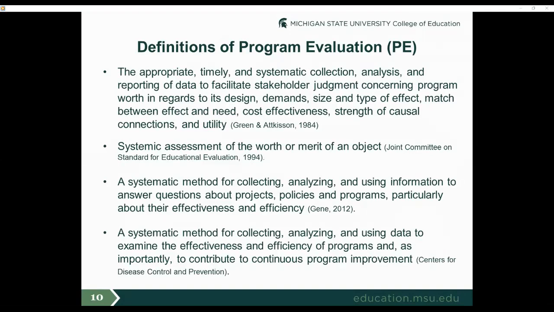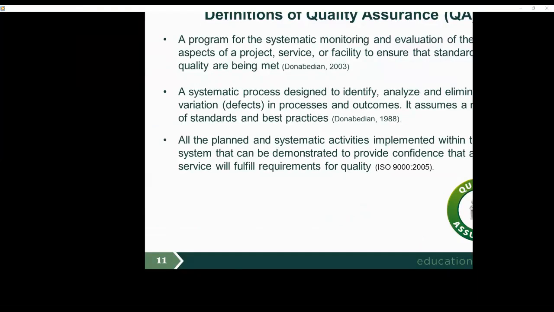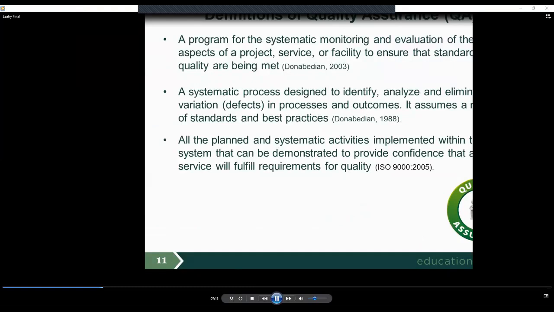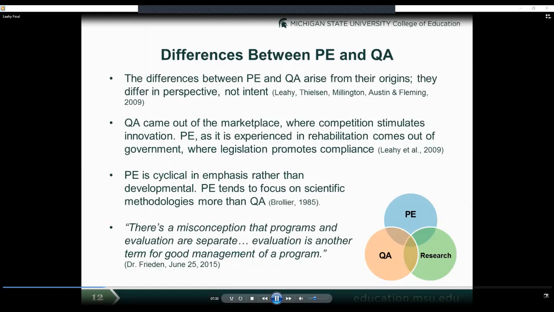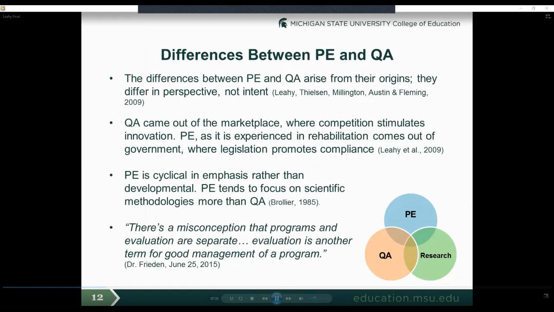And this is laid out here as a systematic method for collecting, analyzing, and using data to examine the effectiveness and efficiency of programs, and as importantly, to contribute to continuous improvement of programs. Quality assurance also has a number of definitions here as well. Here again, I like the third definition the best, which includes all planned and systematic activities implemented within the quality system that can be demonstrated to provide confidence that a product or service, in this case, will fulfill the requirements for quality. This slide demonstrates some of the differences between PE and QA that we need to be aware of.